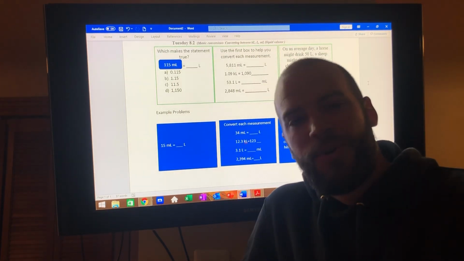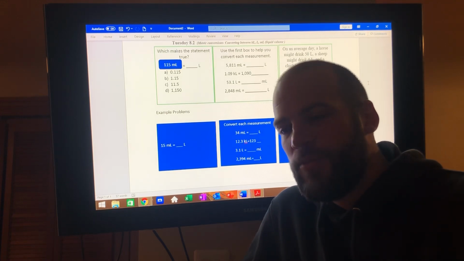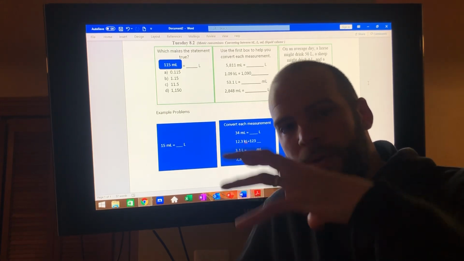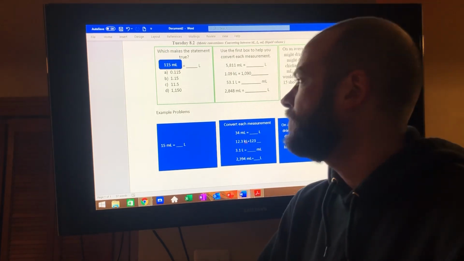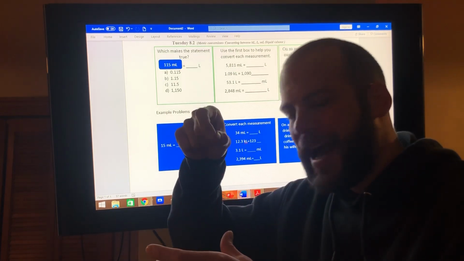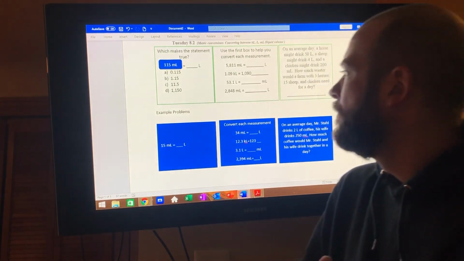So whatever your pop experience is, when you're looking at liters, think about a liter being a big pop can or a pop bottle. And then milliliters are teeny tiny. They're like little eyedroppers, okay?